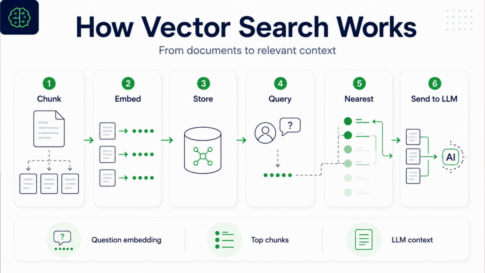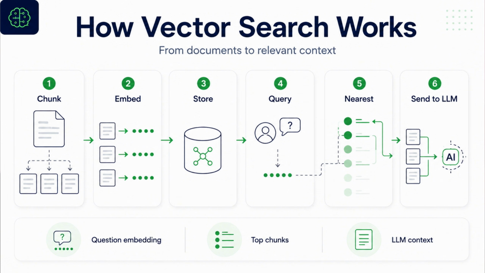And this is why vector search is very useful in AI applications, because users don't always ask questions using the exact same words that exist in the document. So now let's understand how this works at a high level first.